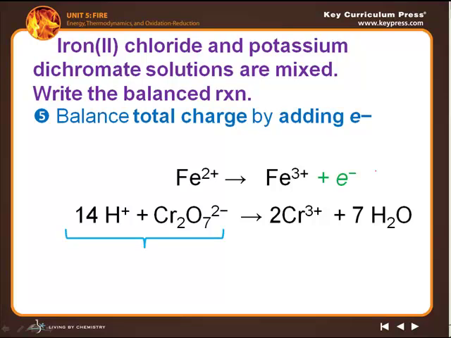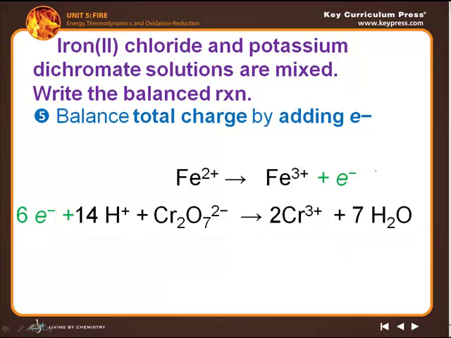How many electrons do we need? First we add up the 14 positives plus the 2 negatives. That gives us 12 positive total. And then on the right side, it's 2 times positive 3, giving us a 6 positive on the right. In order to make these two balanced or equal on the left and right, we have to add how many electrons to the left side? 6 electrons. 6 negative plus 12 positive equals 6 positive. So now we've done step number 5, balancing the total charge by adding electrons.